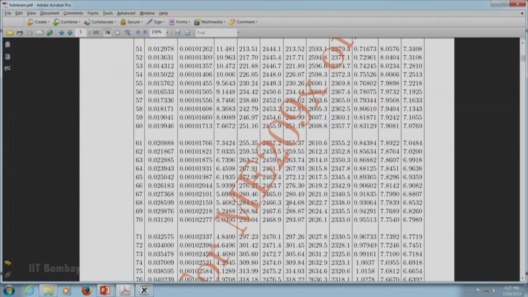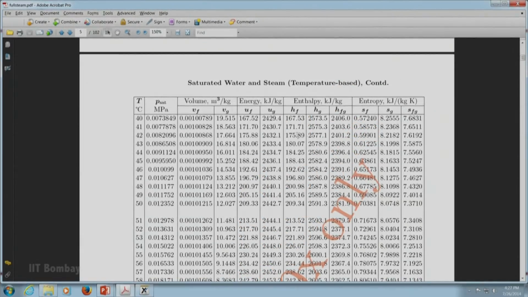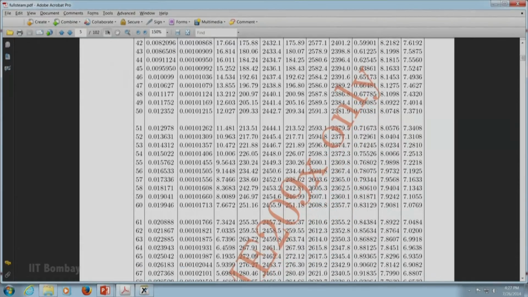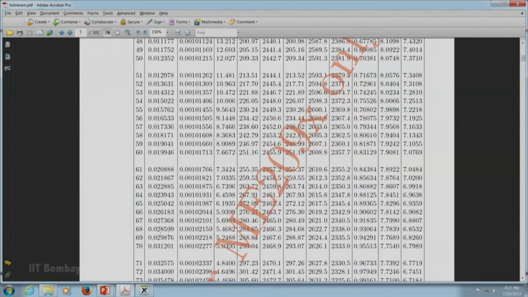Because we have been given the value of h, which is 2200, we can locate where we are based on hf and hg for 68. hf is 284 and hg is 2622, and we can note that the given h lies between these two, telling us that we are in a wet or two phase mixture. Now let us go back and solve the problem.